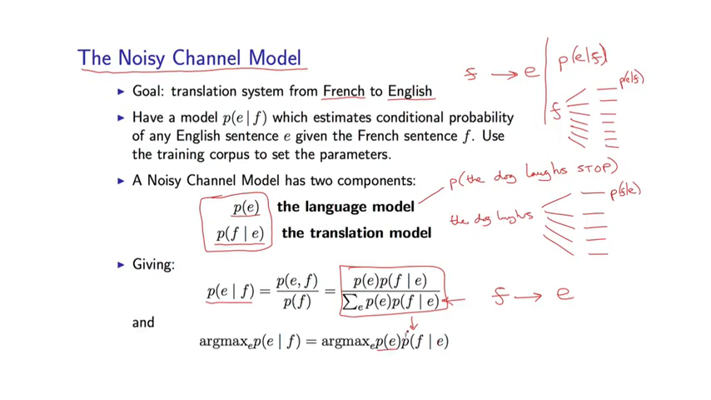This term is a language model term. It's the prior probability of the English sentence E, and the second term is a conditional probability, the probability of the French sentence F given the English sentence E. Of course, we've seen how we can build a language model using a trigram model. Over the next few lectures, we'll see how we can build models P(F|E), these translation models. That is going to be the critical new component of these translation systems.